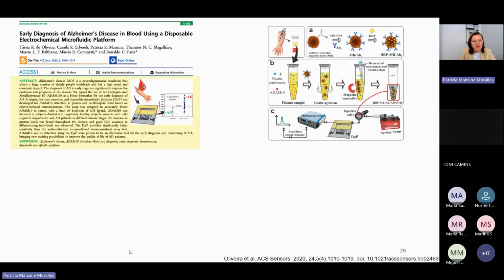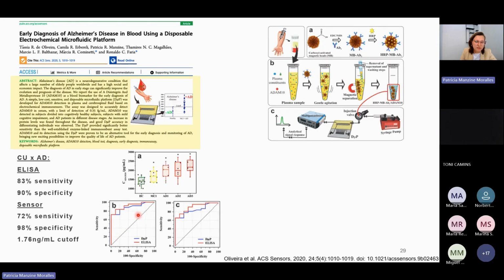Later, these findings were applied to an electrochemical platform for validation, where expressive sensitivity and specificity values were found through a disposable biosensor. So we developed these biosensors that could detect EDN10 in plasma samples with huge sensitivity and high specificity. We can also observe this increase when we look at different degrees of Alzheimer's disease and also for different conditions.